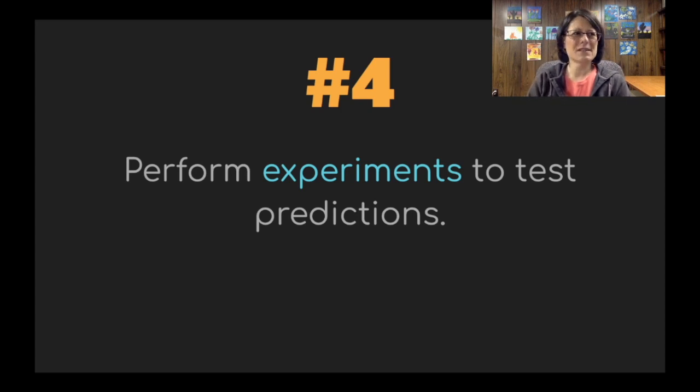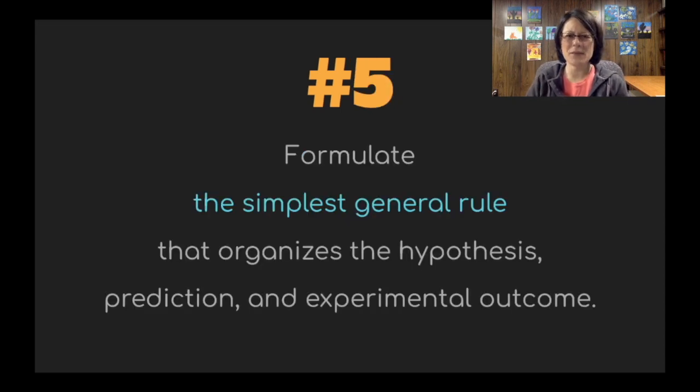Well, what's the next step? The next step, number 5, is to formulate the simplest general rule that organizes the hypothesis, prediction, and experimental outcome. So I would say that my formulation, my conclusion, a lot of times this is called a conclusion, is that it wasn't the light bulb, or it was not the batteries that don't work. So this is actually a really good example of the hypothesis not working. Our hypotheses are not always correct.